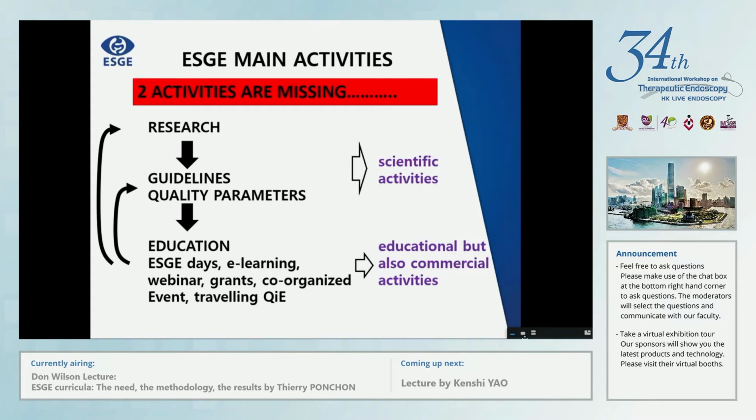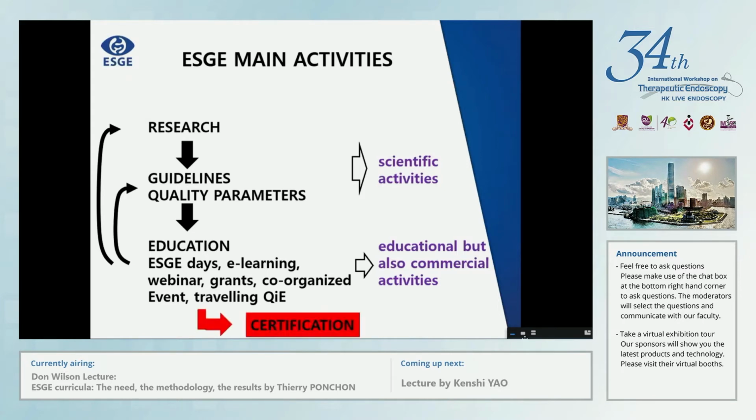But two activities in between are missing. If you look carefully at this figure, two activities are missing. And when I was president, I launched these two activities. At least one is still pending. The first one is certification. When you conduct education, sometimes your colleagues are asking for a certificate. They want to get a diploma. And now ESGE is working on certification, and we will soon have an ESGE certificate on ESD, for example, or optical diagnosis, etc. So this is an activity which will be covered soon.